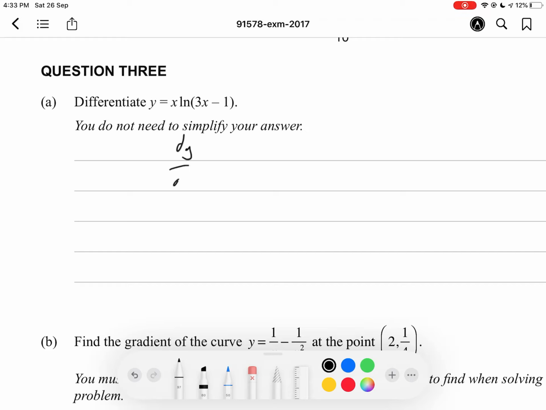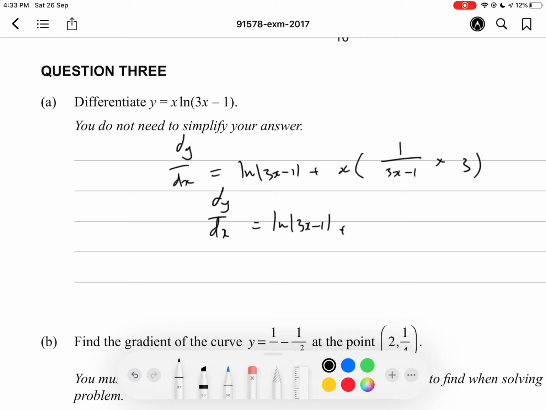dx equals, derivative of x is just 1, so 1 times ln of 3x minus 1 is just ln of 3x minus 1, plus x multiplied by the derivative of ln of 3x minus 1, which is 1 over 3x minus 1 times the derivative of the inner function. Derivative of 3x minus 1 is 3, so multiply by 3. So therefore dy over dx equals ln of 3x minus 1 plus 3x over 3x minus 1.